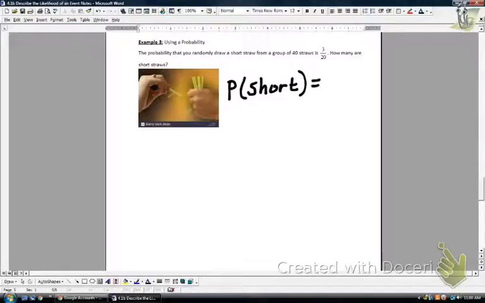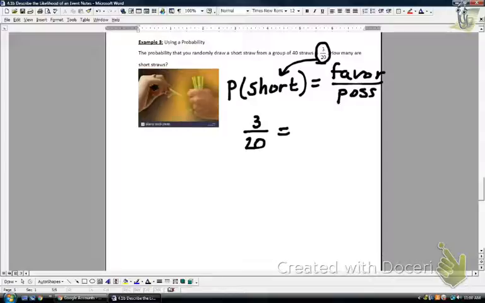So the probability of short equals favorable over possible. Notice how I'm starting to abbreviate. So the probability is this right here. So for probability, I'm going to do 3 out of 20. That's my probability. How many short straws? So that's my favorable, but I don't know that. So when I don't know something, it's a variable. And then my total number of straws in the group are 40.